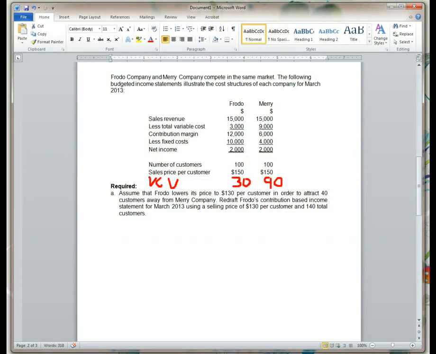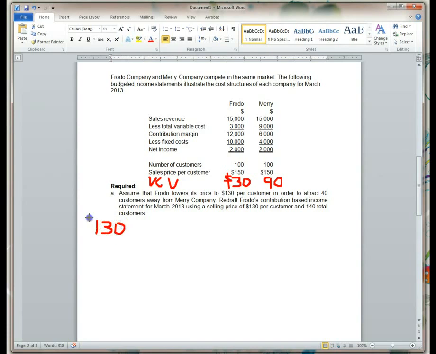We're back. The only thing I've really done differently since I disconnected you for a second is I just wrote in the numbers that we just calculated here. The variable cost per unit, that's a VCU, of $30 and $90, which we just calculated. Okay, let's get into the scenario. Frodo suddenly lowers his sales price to $130 per customer.